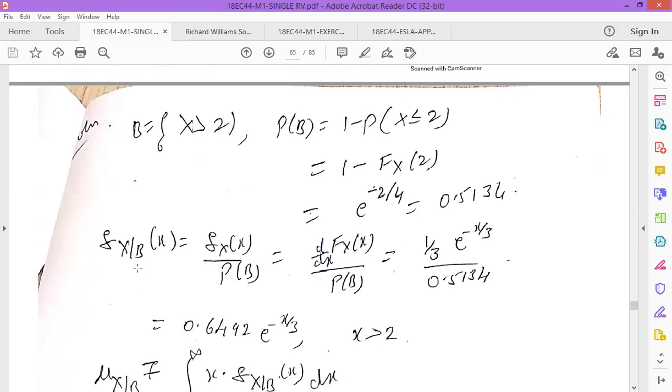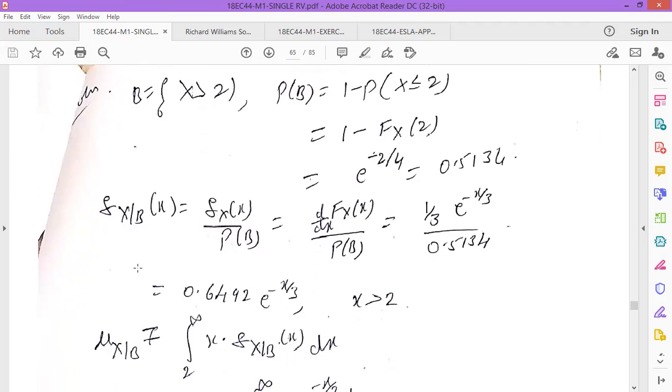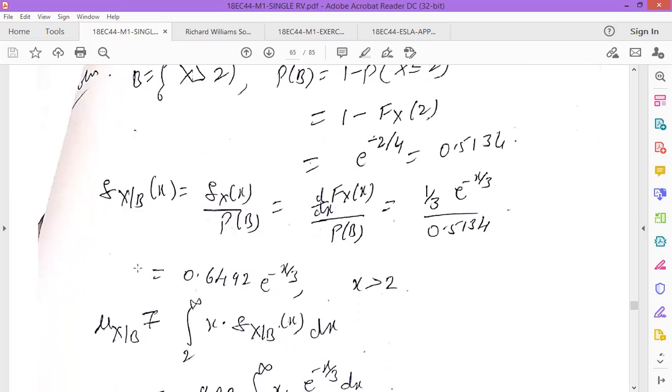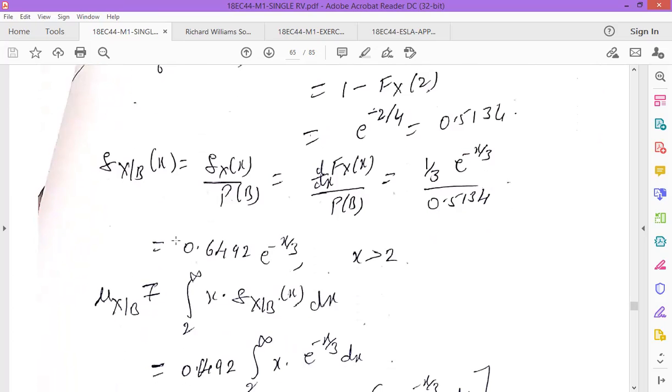And using this, you can substitute. You can calculate the conditioned PDF, mean, and variance using these formulas. Only thing is, you need to differentiate this and get the answer. And in detail, I'll be sending the solution for this along with the solution manual.